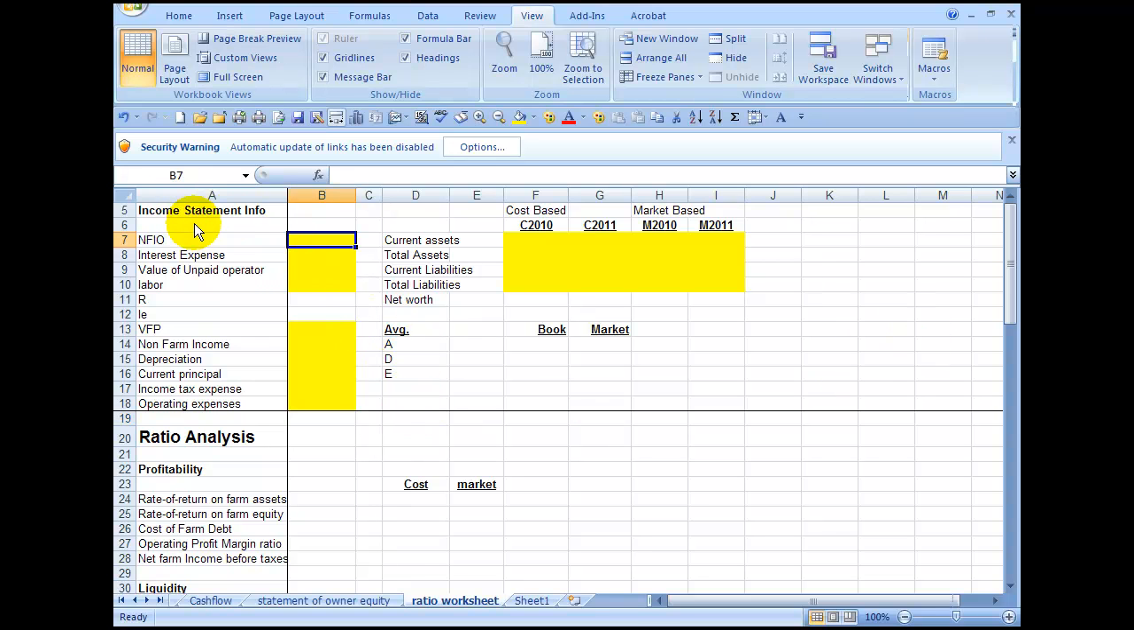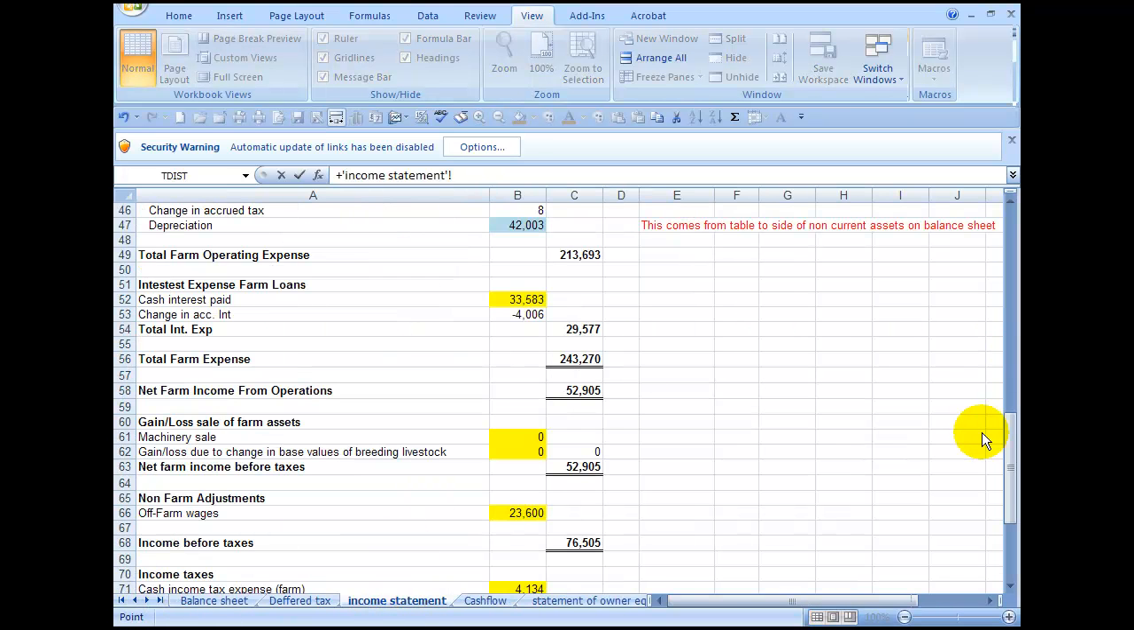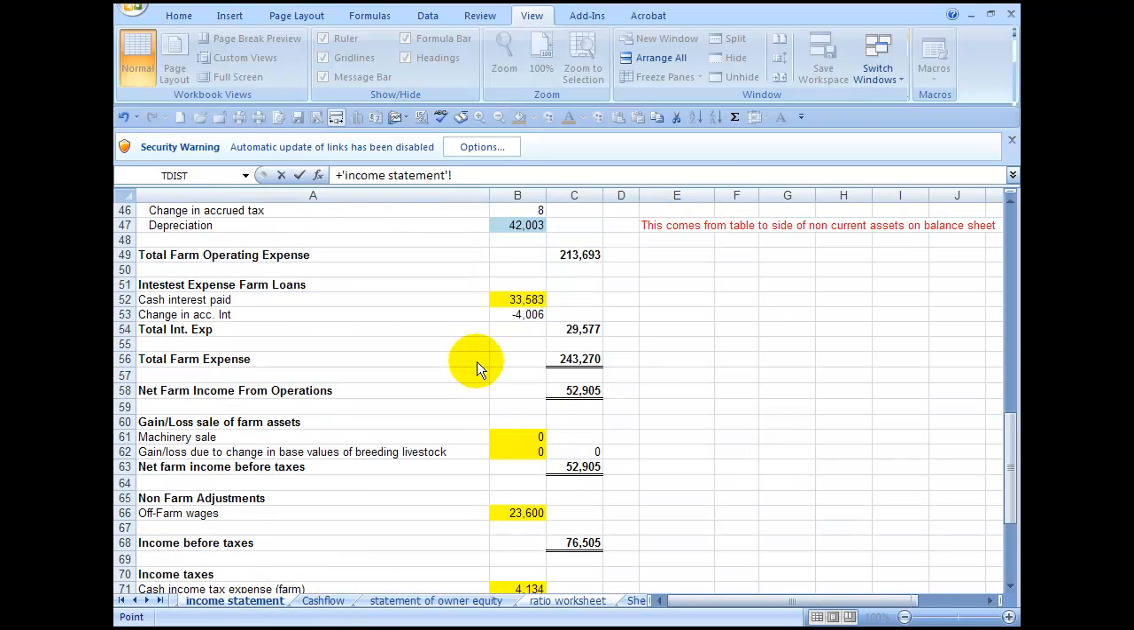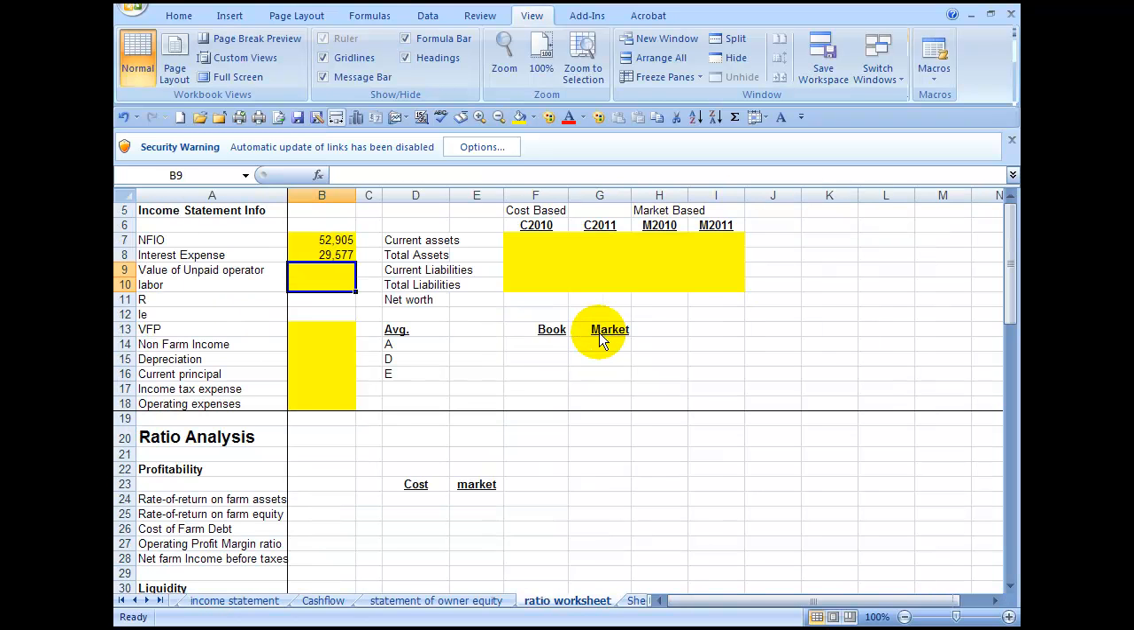So we have information from the income statement, information from the balance sheet. Net farm income from operations, plus or equals, click over on the income statement. Net farm income from operations. Interest expense, plus or equals income statement, total interest expense. Value of unpaid operator labor.